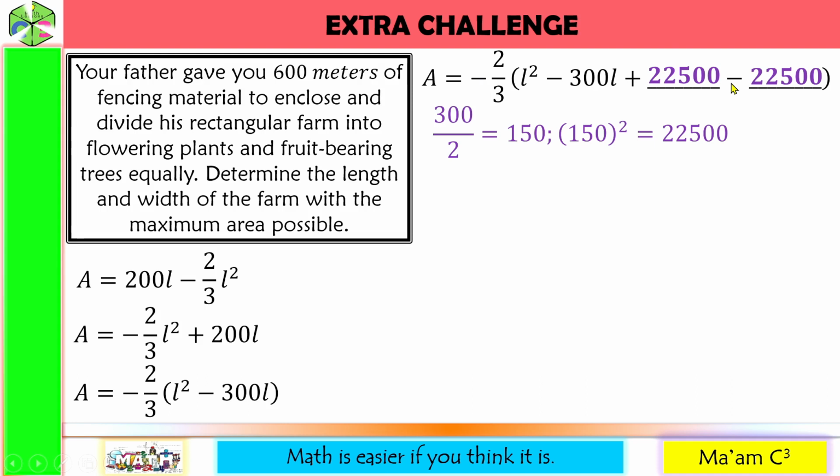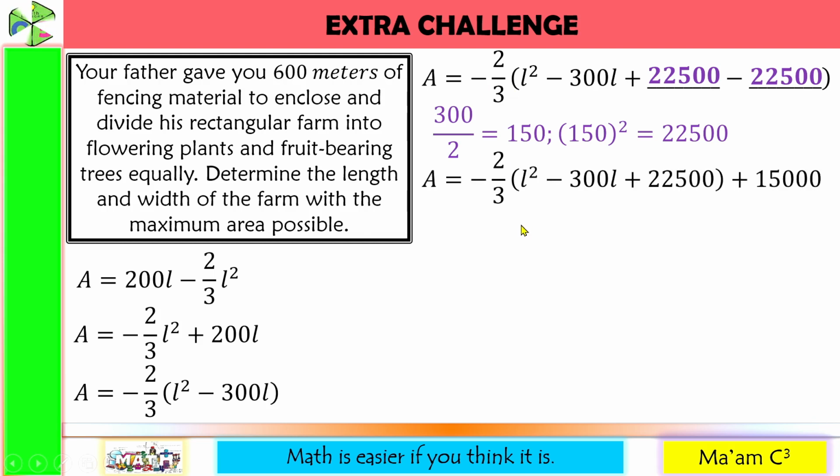Negative times negative will become positive. 2 times 22,500 is 45,000. And 45,000 divided by 3 is 15,000. So it will become negative 2/3, and then my perfect square trinomial, and then the answer that we derive, 15,000, outside my PST, my perfect square trinomial.